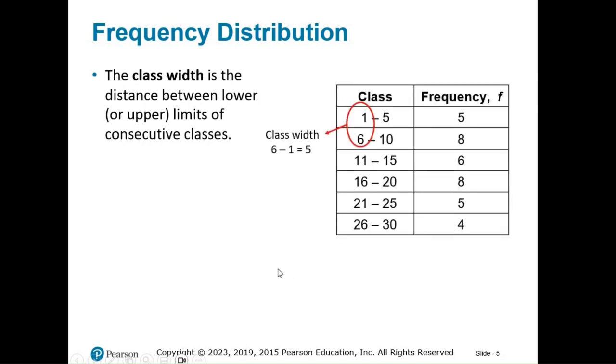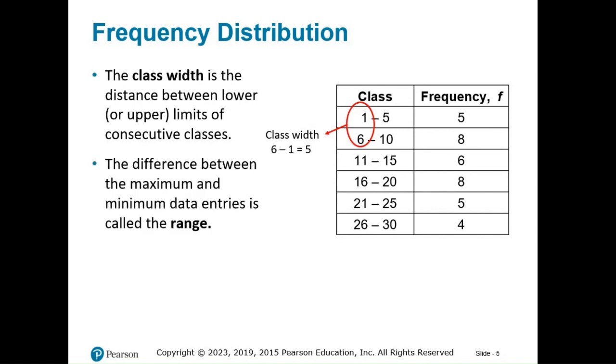For example, I've marked the lower class limits of a pair of consecutive classes. The difference between them is the class width, as it is for all consecutive lower and upper class limits. The difference between the maximum and minimum data entries is called the range. That word will come up later, so make sure you understand that.